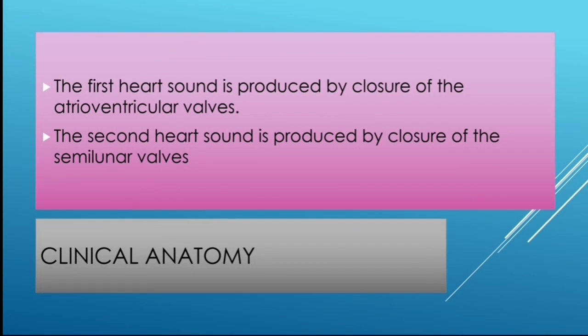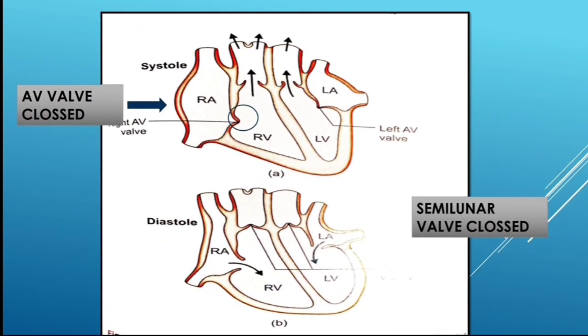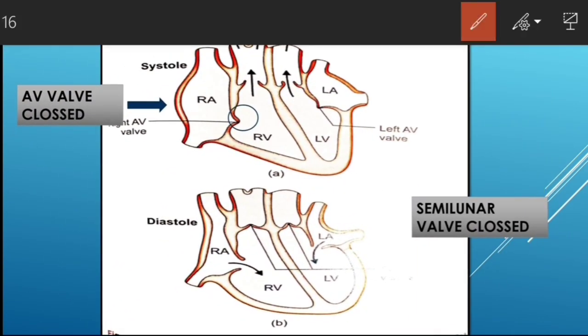The first heart sound is produced by the closure of the AV valve. This is clinical anatomy. So the first sound is produced when the AV valve closes. This is the AV valve when closed, then the first sound is produced. It sounds like lub. And when the semilunar valve is closed, it produces the second heart sound, which resembles dub.